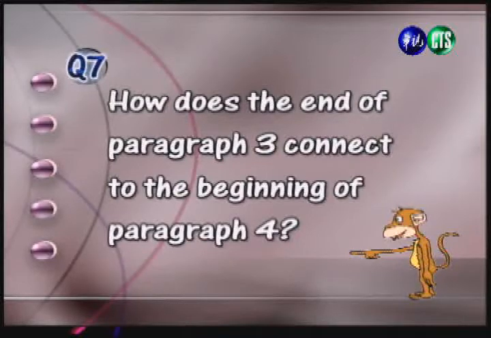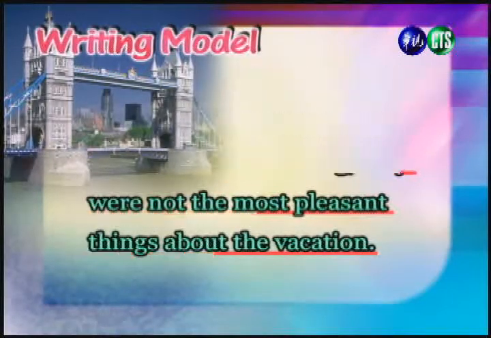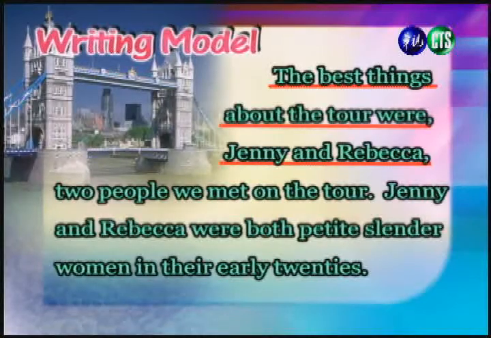So we can see at the end of paragraph 3, there's an unanswered question. And so the writer hints that there's something very special about the trip to England, but doesn't say what that special thing is. Then when we look at the beginning of paragraph 4, it echoes the end of paragraph 3.